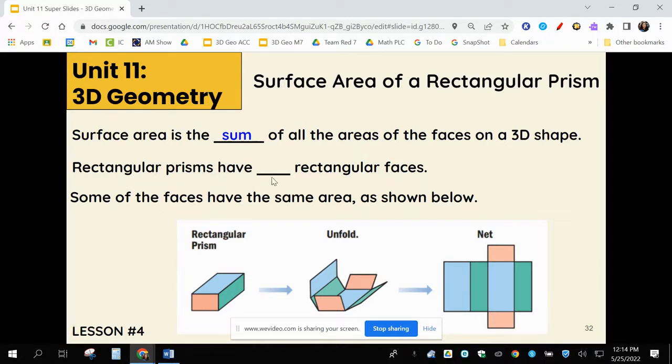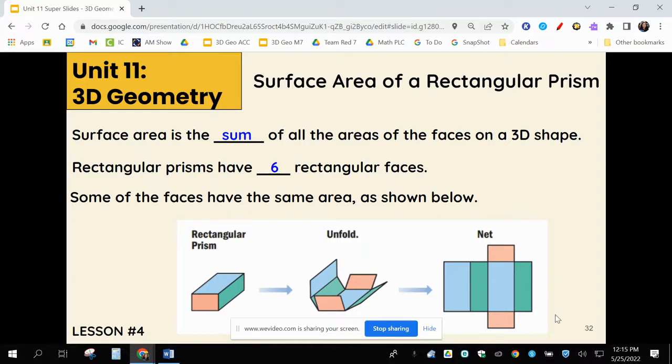Rectangular prisms have six rectangular faces. How many sides are in a rectangular prism? 6. Some of the faces have the same area as shown below. As you can see from this little diagram, the top of any rectangular prism is going to have the same area as the bottom. The front has the same area as the back. And the side has the same area as the other side.